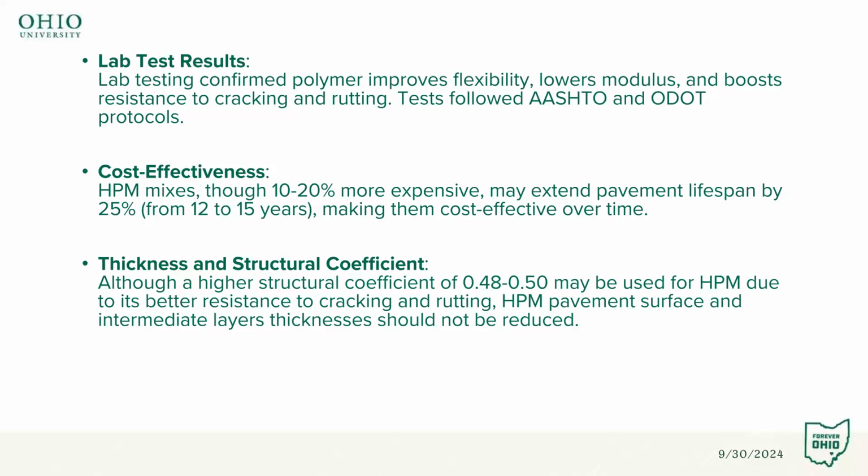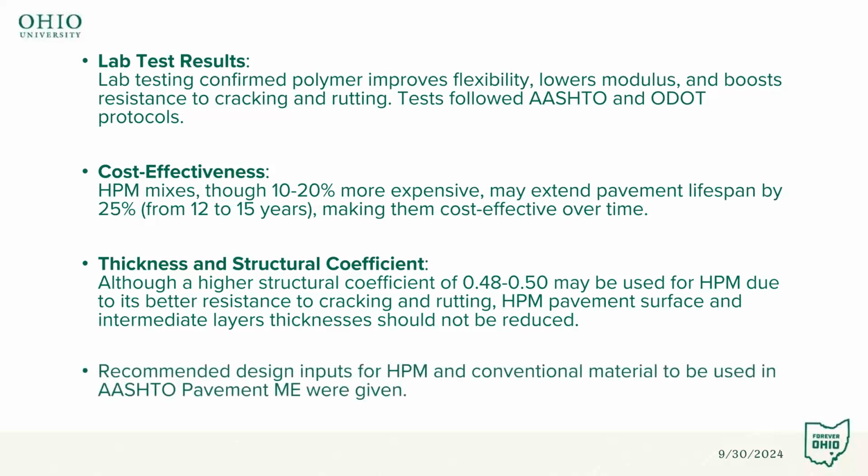And then, although a higher structural coefficient of 0.48 to 0.50 may be used for HPM due to its better resistance to cracking and rutting, HPM pavement surface and intermediate layer thicknesses should not be reduced. We're still at 1.5 to 1.75 inches for either one. That's pretty thin. And then we've recommended design inputs for HPM and conventional materials to be used with the Asphalt Pavement ME, and those were given in the report.